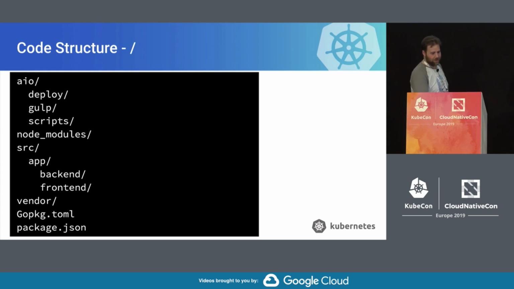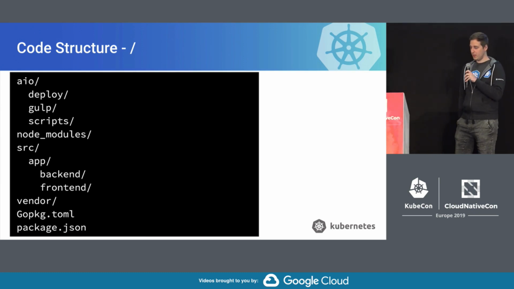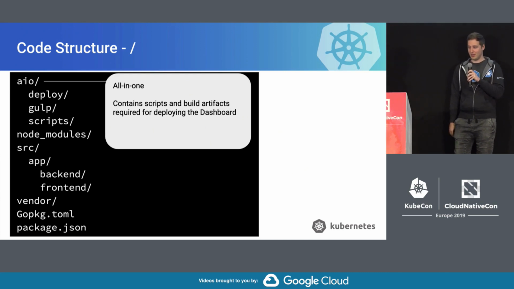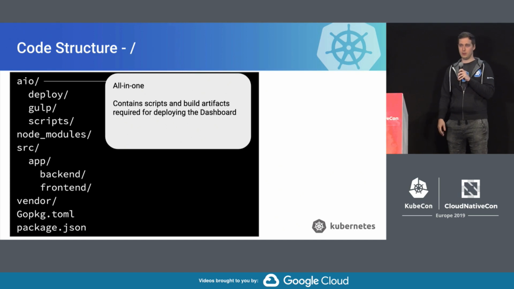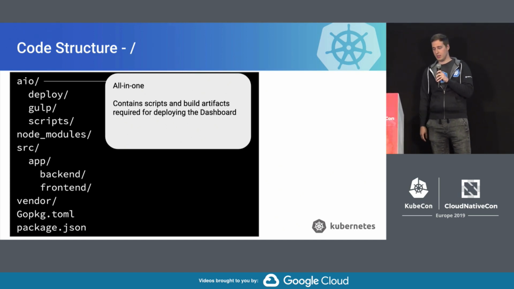I will explain some basic folder structure that we are using in the project for all those who want to start to contribute. First, we have this IO folder. We basically took that from the Angular team, so it contains all the build artifacts, scripts, and configurations that we are using to build, start, and deploy the project.